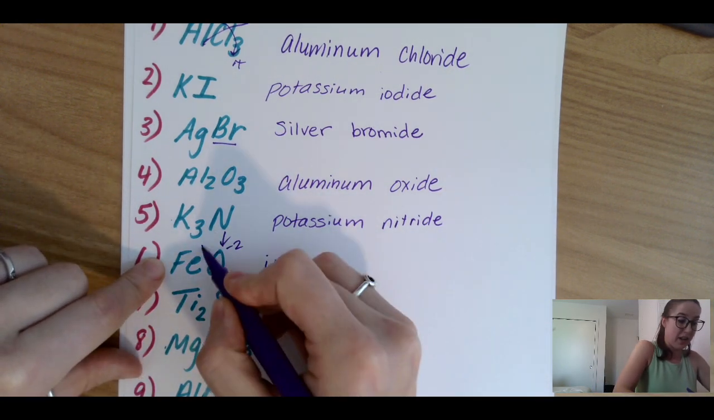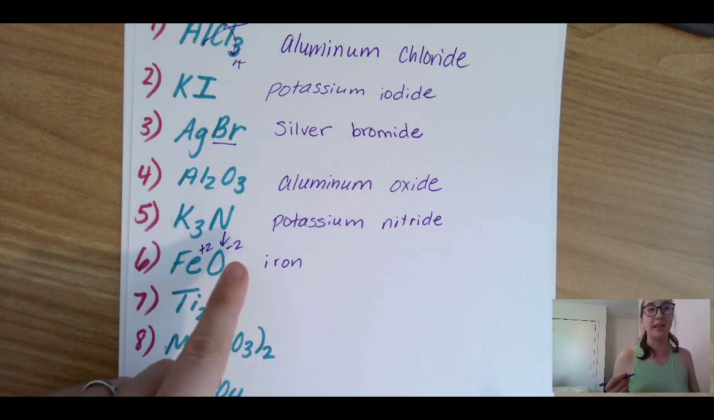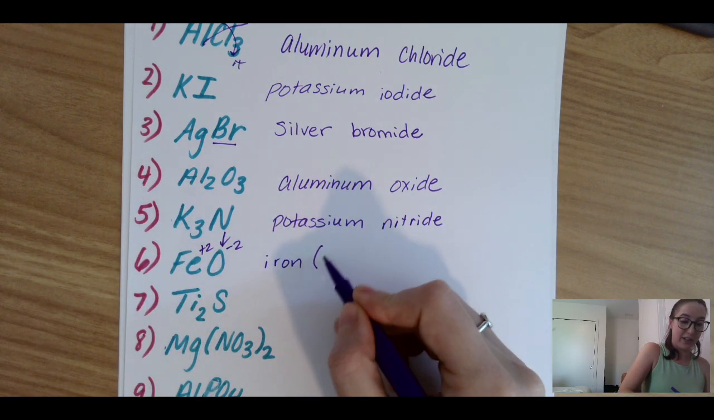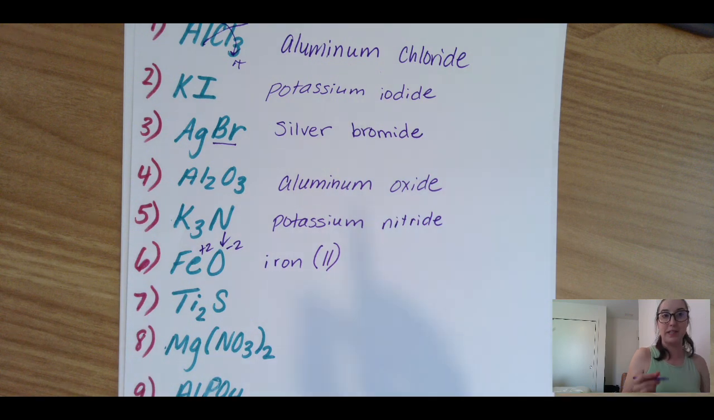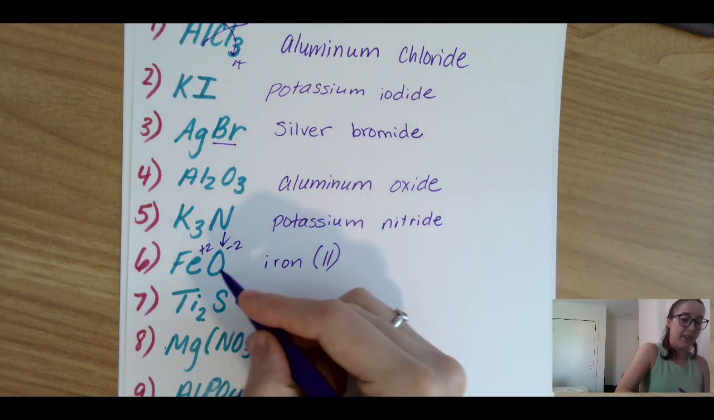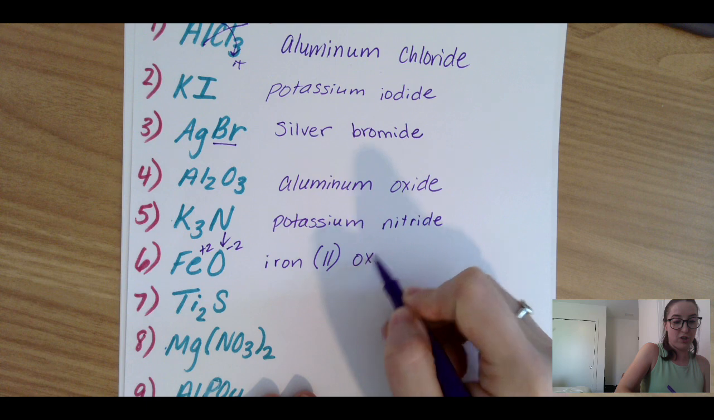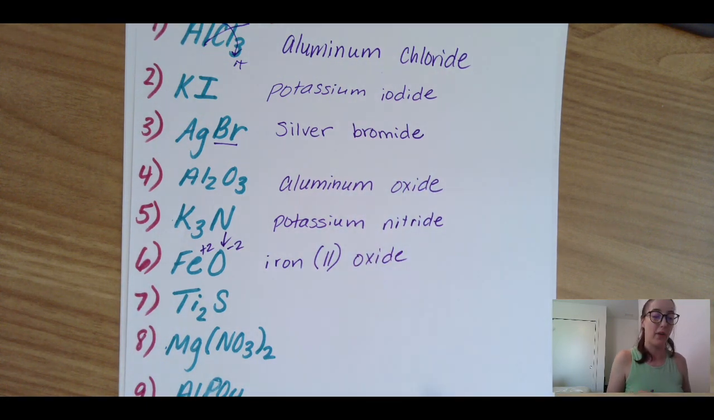So that means iron has to be a +2 charge for those to cancel out, okay? So I'm going to do iron, Roman numeral 2, because that's the charge of iron, and then O is oxygen, which I change to oxide, all right?